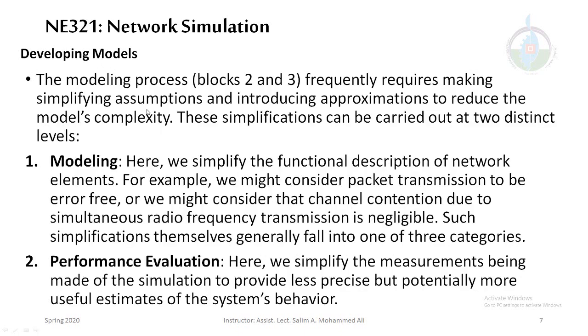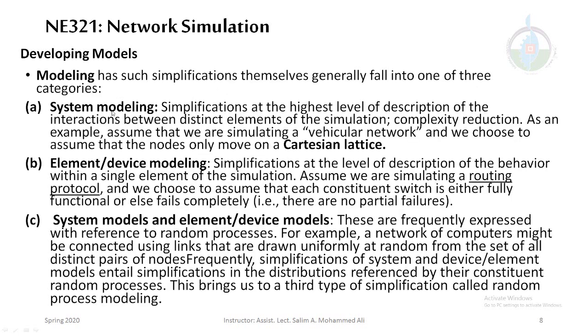In modeling, we have three different categories to do so. The first one is system modeling. Simplifications at the highest level of description of the interactions between the distinct elements, I mean by distinct that are different from each other, are unique, of the simulation. Complexity reduction. As an example, assume that we are simulating a vehicular network, and we choose to assume that the nodes only move in a Cartesian lattice.